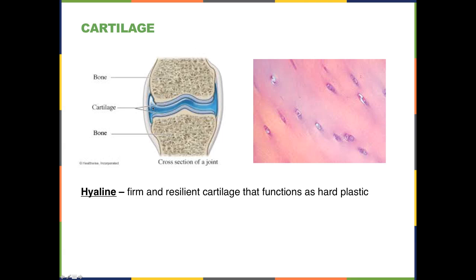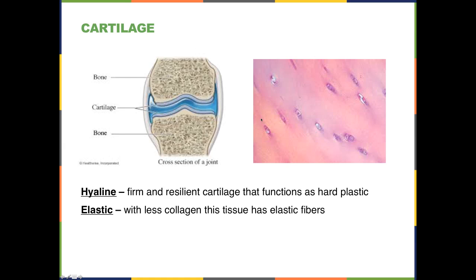Now, cartilage is another form of connective tissue. And cartilage is on the ends of bones, like here and here. And it's very slick and resilient. It's firm and it functions like hard plastic. Okay, and this is what it looks like under the microscope. You have a cell and a space and a lot of ground substance in between each of these cells. This is called hyaline cartilage here.